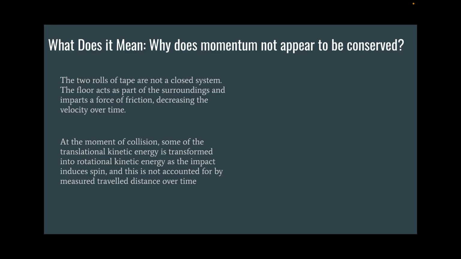The 2 rolls of tape are not a closed system. The floor acts as part of the surroundings and imparts a force of friction, decreasing the velocity over time. At the moment of collision, some of the translational kinetic energy is also transformed into rotational kinetic energy as the impact induces spin, and this cannot be accounted for by measuring the distance over time, as we are treating both objects as point masses, which can only have translational kinetic energy.